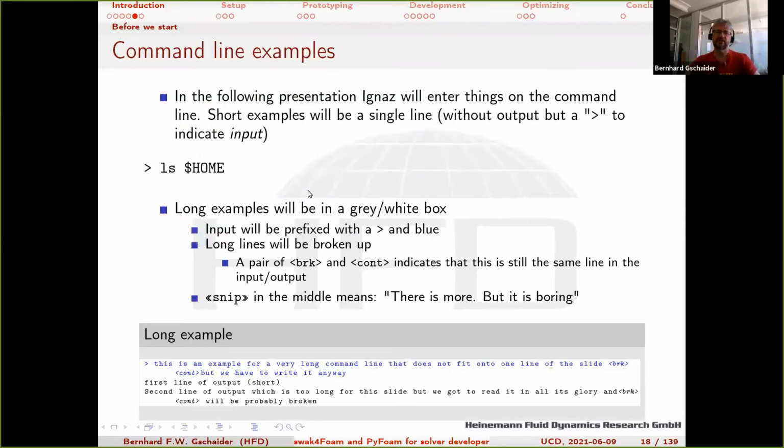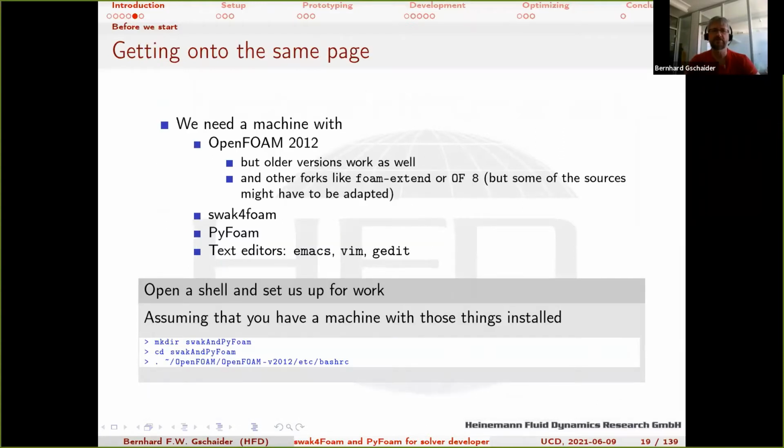Before we start, there are going to be some command line examples on the slides. If there is only a single line, then you will see this less sign, and then you will see what you should type in. Bigger examples are in such a gray box, and there you see the input that you did. The input that you did is going to be in blue, and the output of OpenFOAM or any other program is going to be in black, and you will see line changes.